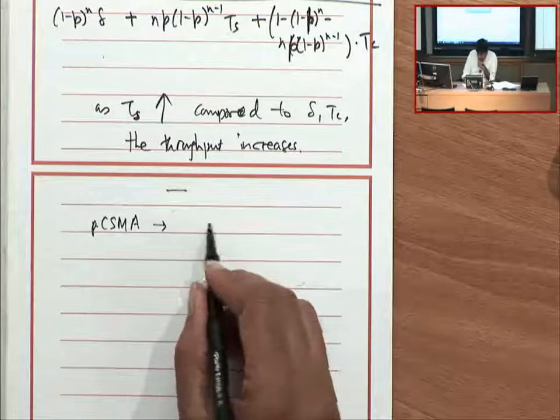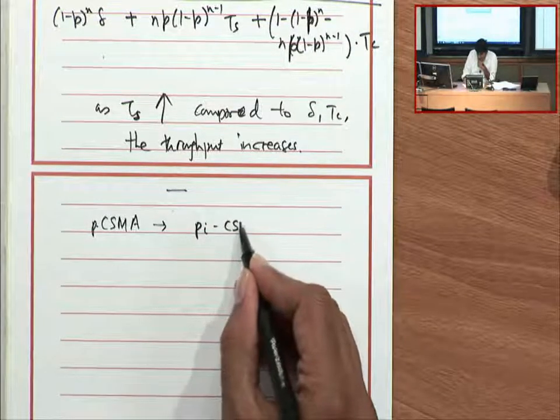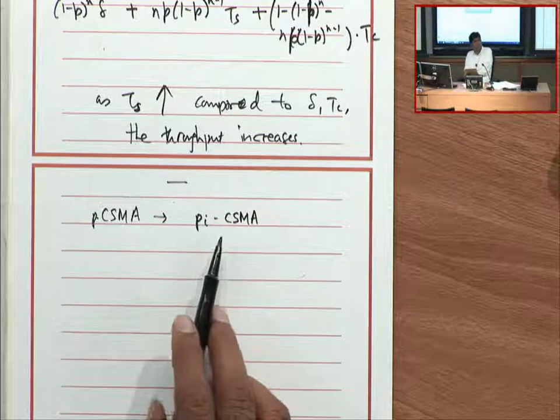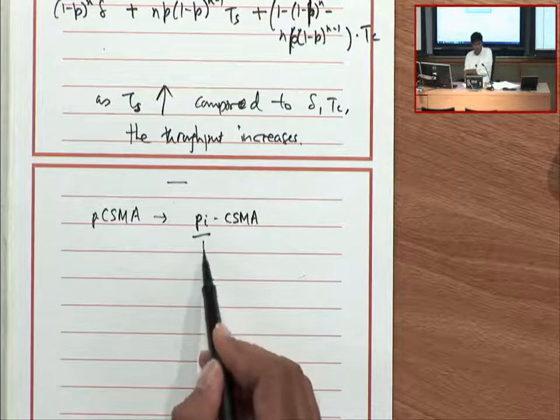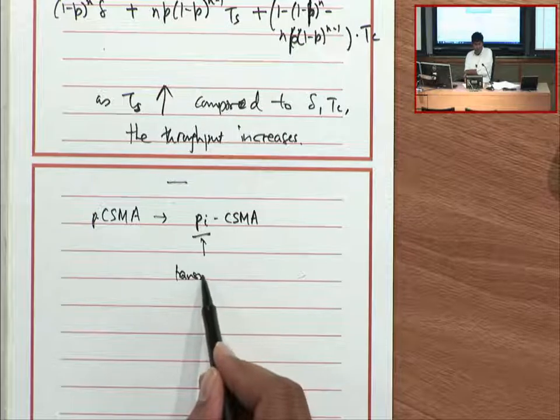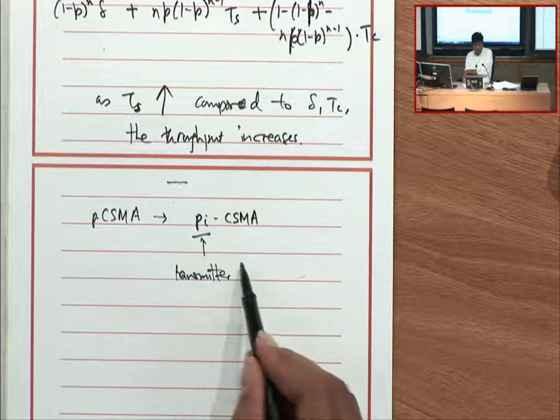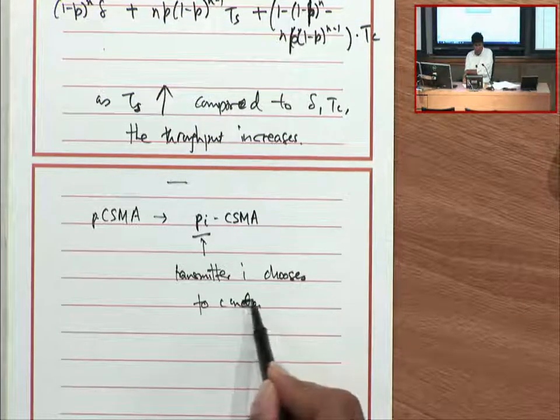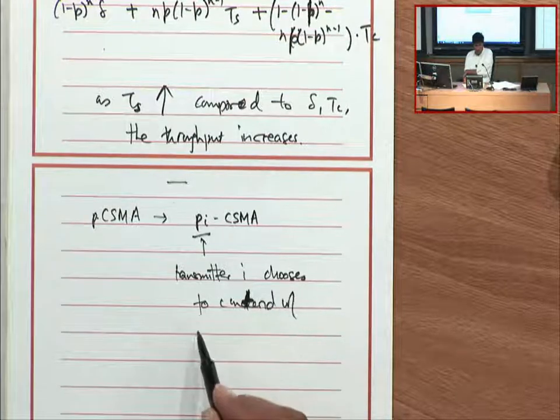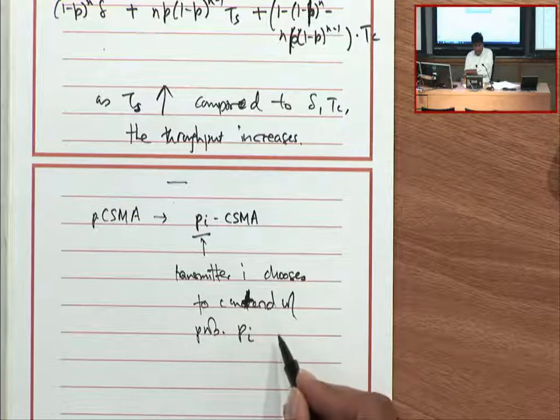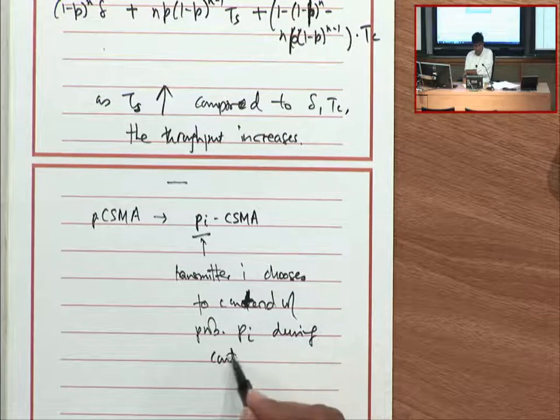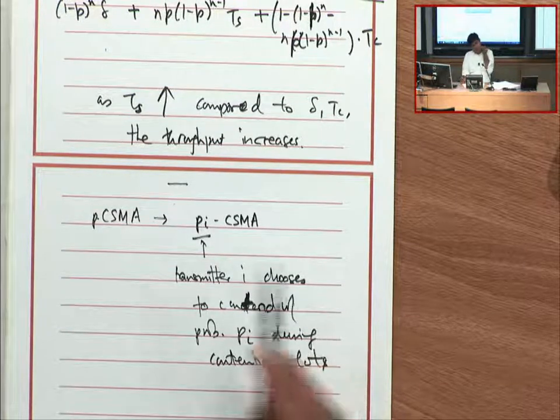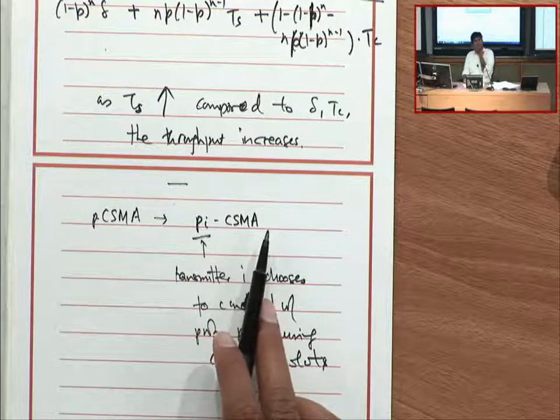just like we did for slotted aloha, you can extend it to a PI CSMA. Why might you do that? So first of all, what does PI CSMA mean? It means that transmitter I chooses to contend with probability PI during contention slots. So instead of everybody choosing the same probability, you might give a different probability to different users. Why might you do that?